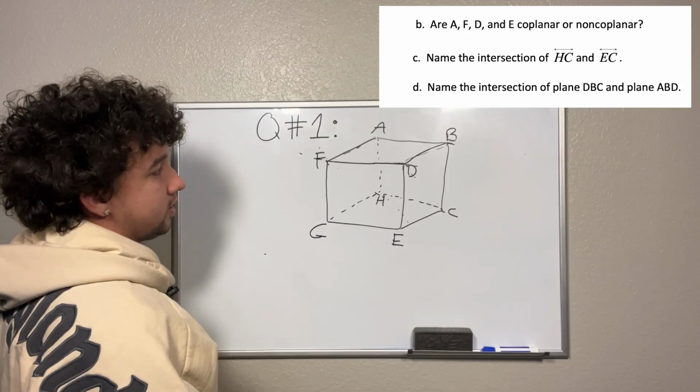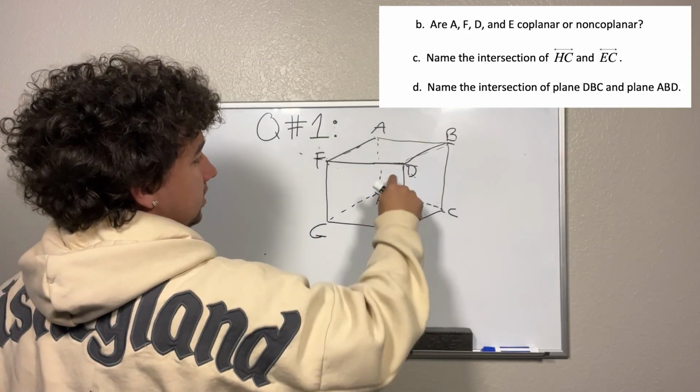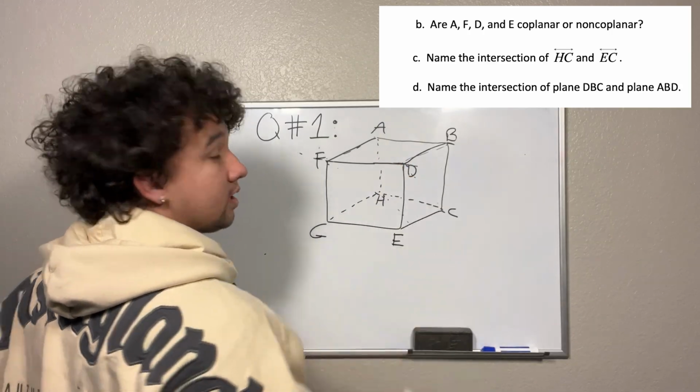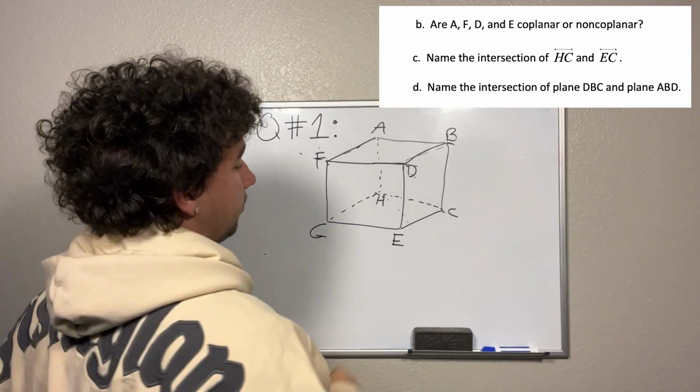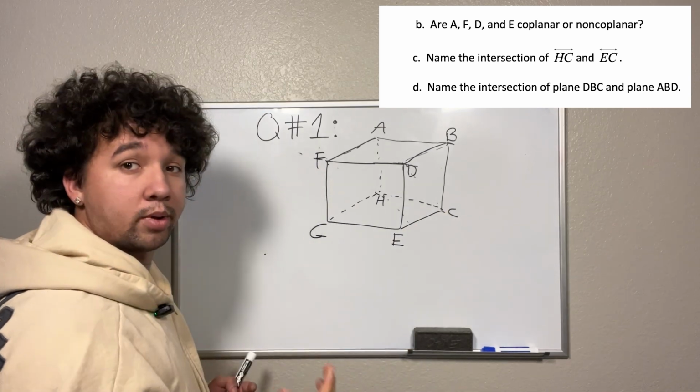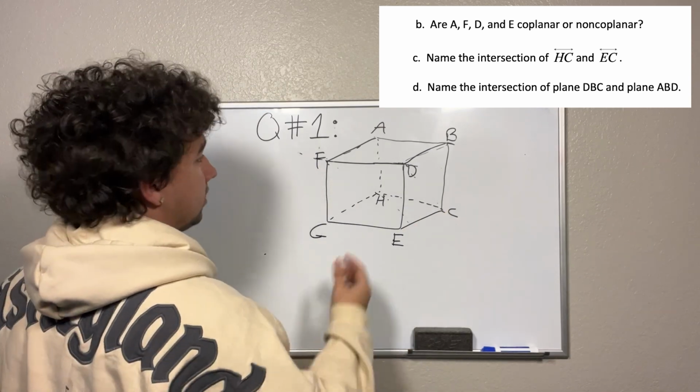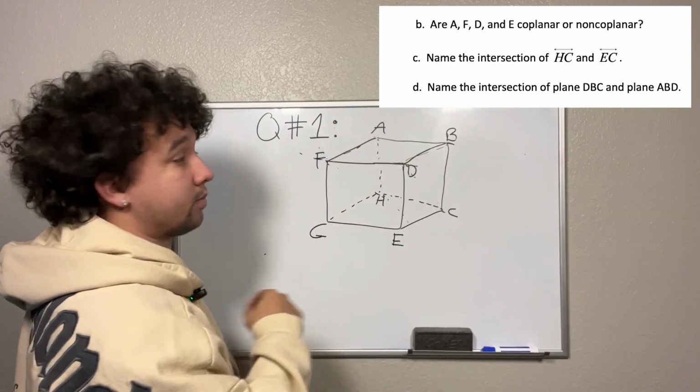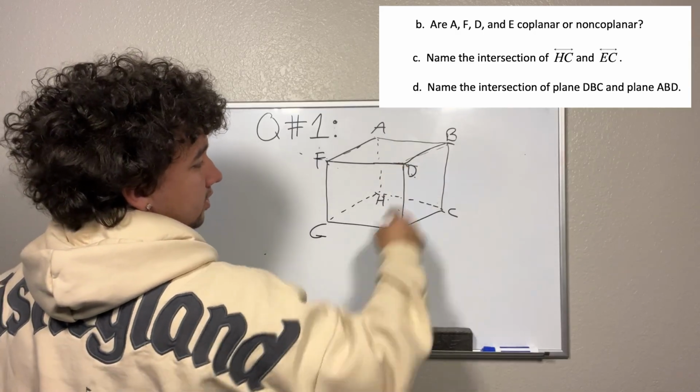And then the last one here is ABD and then DBC. Where do they intersect? Well, they don't intersect at a point because those are two planes, right? They're not segments, they're planes. So they're gonna intersect at a segment, which is gonna be this segment right here, DB.